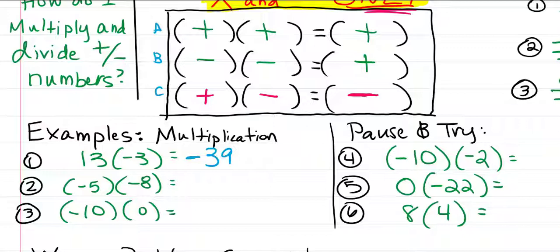For number 2, I'm going to look at the situation. I have one negative number being multiplied by another negative number. That's situation B. Negative 5 being multiplied by negative 8 is going to give me a positive. So my answer will be positive, and just multiply 5 times 8. It's going to give you a positive 40.